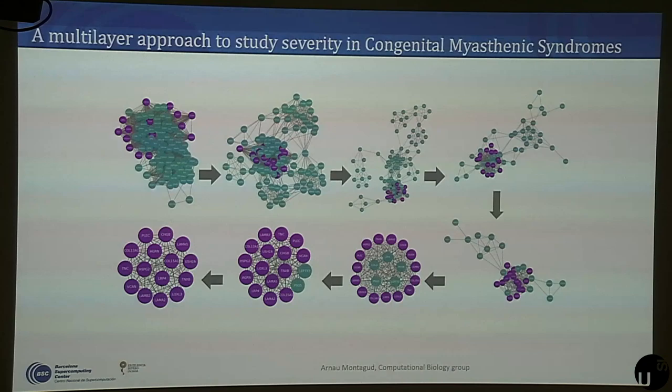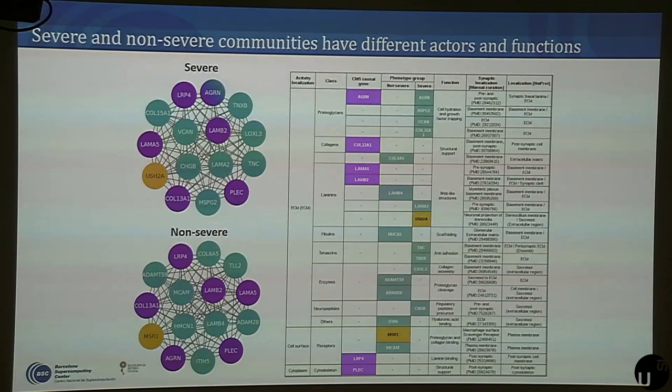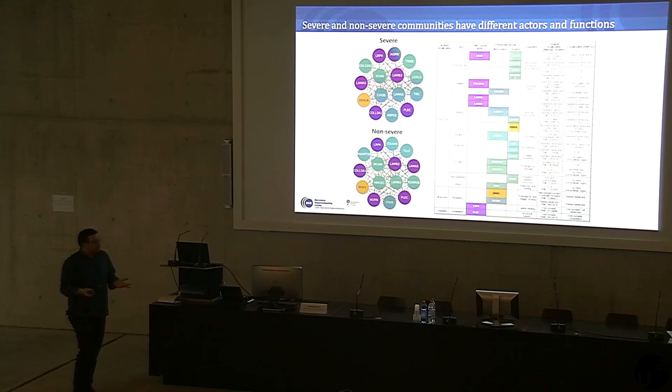gene network. And they found out that, in fact, they were finding different communities for different patients or different levels of patients. So severe patients had this community very, very connected, and non-severe had this other one. There are some genes that are common, for instance, this LRP4 and this PLEC, but there are also genes that are quite different between severe and non-severe. Of course, this allows our clinician colleagues to study these other genes that maybe they just missed or didn't look at. So it's a way to offer new hypotheses that before were not considered.